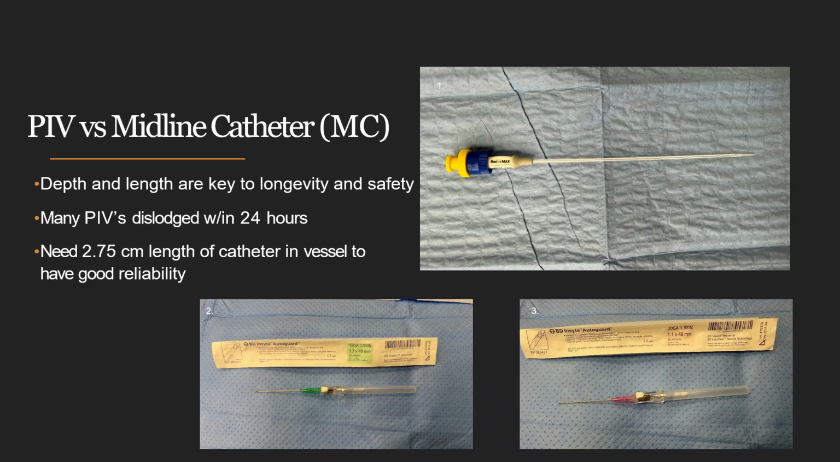So this is not exactly perfectly to scale, but these pictures just give you an idea of how much longer even our shorter non-trimmable catheter is than your traditional IV catheters. And one of the big takeaways from that is just depth and length are key to being able to leave in a catheter for longer and for patient safety. A lot of times those short peripheral IVs are dislodged within 24 hours. You actually need about 2.75 or so centimeters of length of catheter in the vessel to have a good, reliable, functioning catheter that's not putting the patient at risk of any sort of infiltration of contents or having the catheter being pulled out quickly.